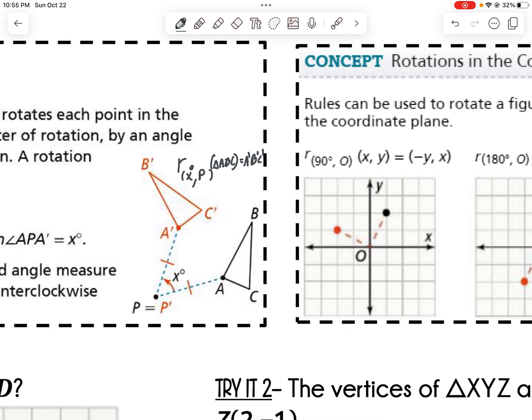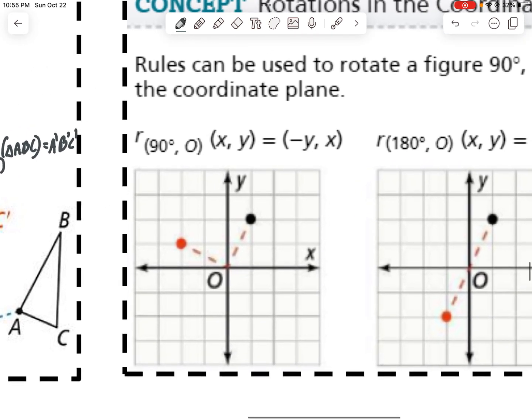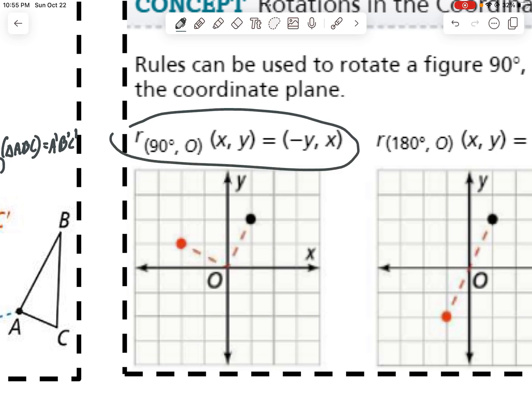All right, so let's go ahead and see some more details of these rotations. Rotations are actually the hardest of the three transformations to do. Oftentimes people get tripped up about where the center is, about the degree distance, as well as the direction. So let's take a look at this rule.